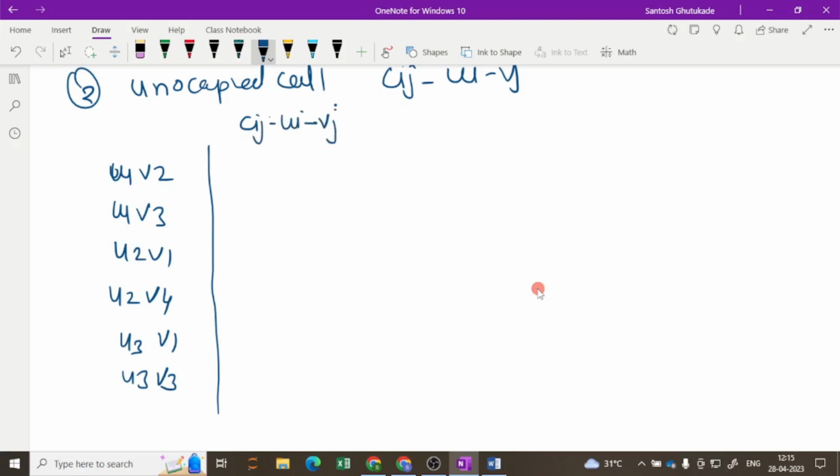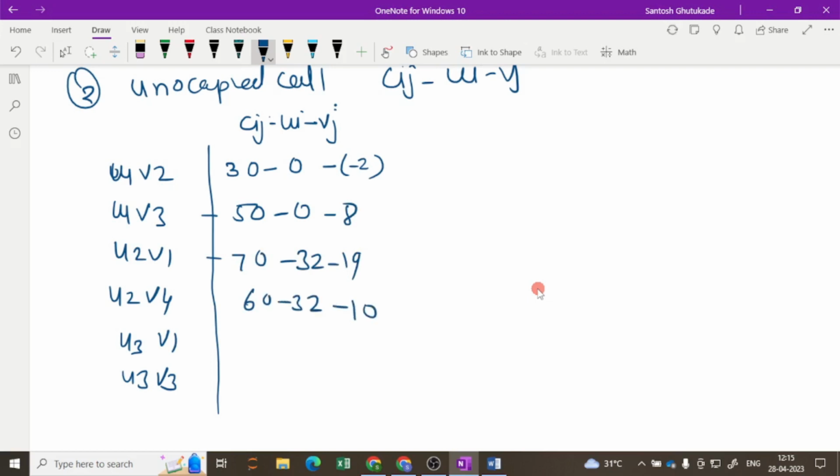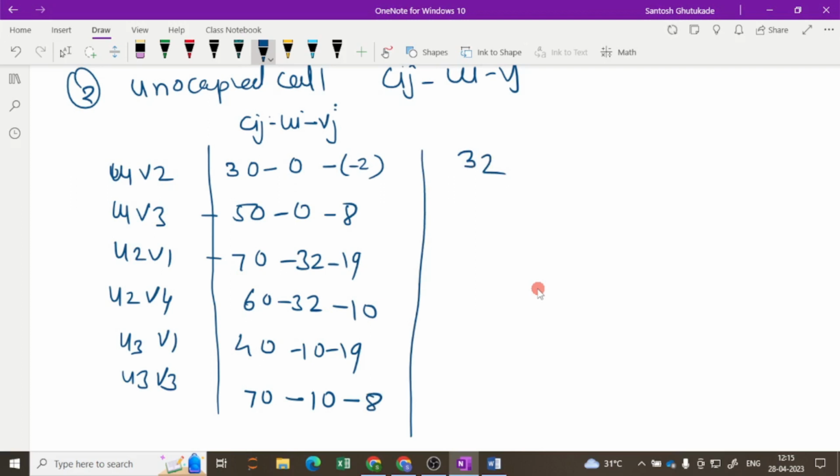So Cij, that is the cost, so that is 30 minus 0 minus minus 2. I will write the answers directly, you can solve: 50 minus 0 minus 8, then 70 minus 32 minus 90, then 60 minus 32 minus 10, then 40 minus 10 minus 19, and for u3 v3 the cost is 70, the u value is 10 and the v value is 8. After solving this we will get the answers: first is 32, then 42, then 19, then 18, 11 and 52.